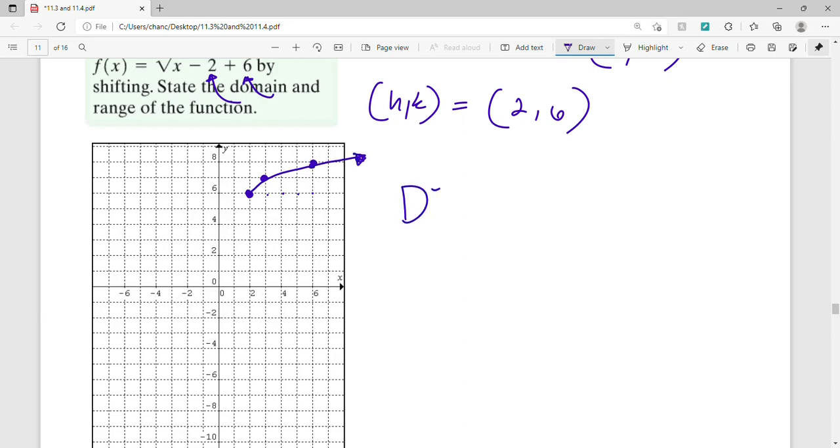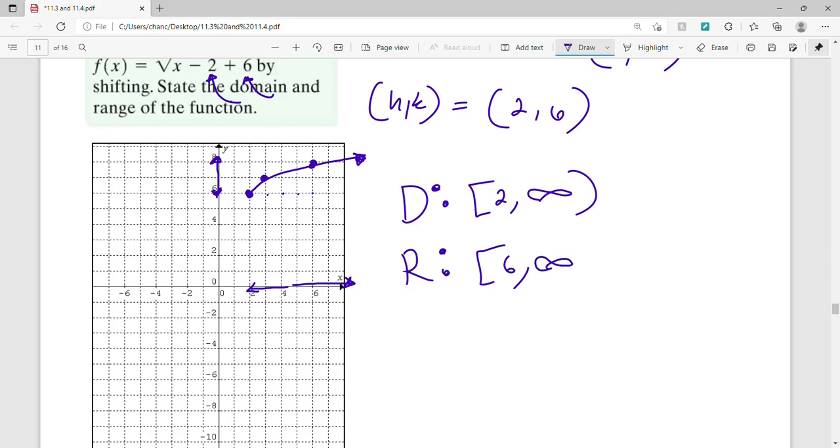What is our domain? Well, the domain is how far left it goes to how far right on the x-axis. So it goes to the left to -2, and it goes to the right forever. For the range, you're on an elevator on the y-axis. It goes down, the lowest point the y can go to is the 6. So this is square bracket 6. Goes up forever, so we'll say it goes up to infinity.